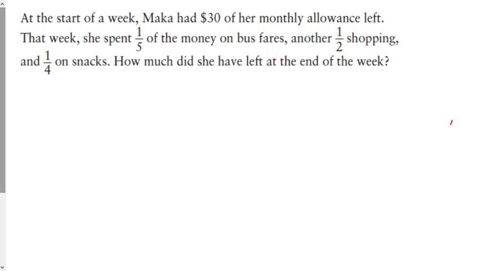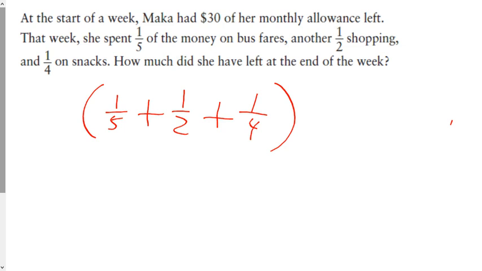If we think about fractions, she spent a fifth on that, and she spent half on another thing, and she spent a quarter on another thing, right? So that's the fraction of all the money. The sum of the fractions is going to be how much she spent fraction-wise of all of her allowance, of the $30, right? So if we think of it as the sum of fractions, a fifth of the 30, a half of the 30, and a quarter of the 30, we can actually add those three fractions together first.